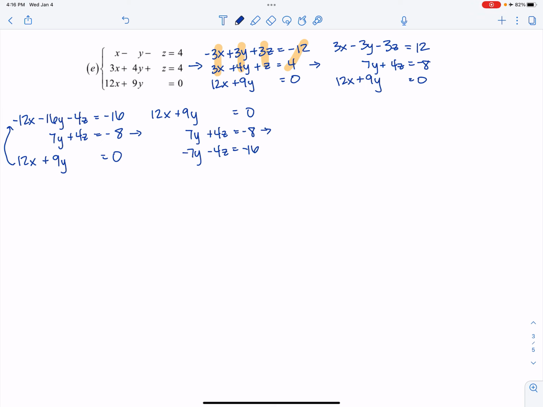Now we can add the second to the third row. So we will get 12x plus 9y equals 0. 7y plus 4z equals negative 8. And then 7 minus 7 is 0. 4 minus 4 is 0. So we have 0 equals negative 16. Do you remember what happens when we have 0 equals a number? We will have, oh wait, not 16, it'll be 24. When we have 0 equals a number, this is no solution.